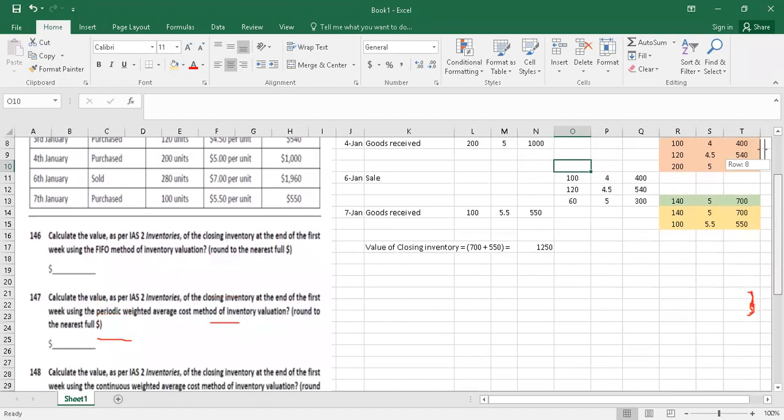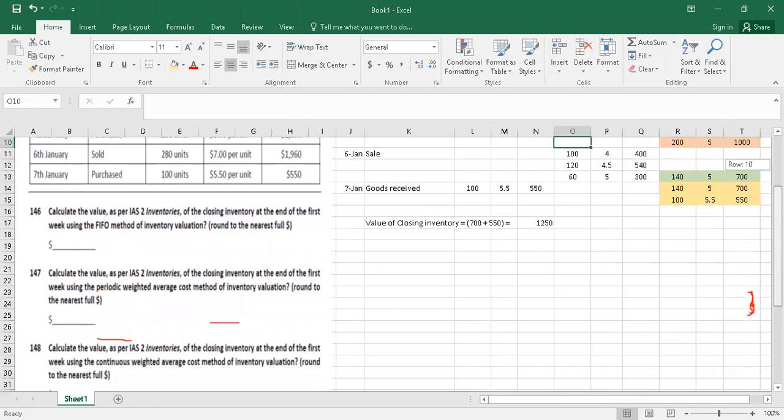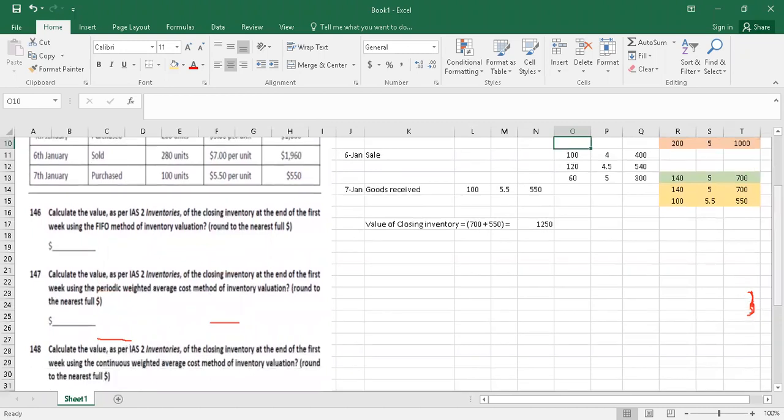Question number 147 is about the weighted average cost method. 148 is also the weighted average cost method. One is the periodic weighted average cost method, and another one is the continuous weighted average cost method.